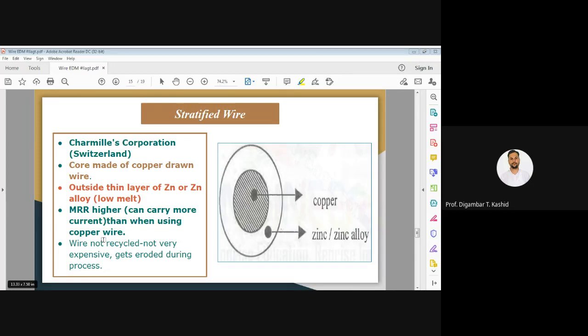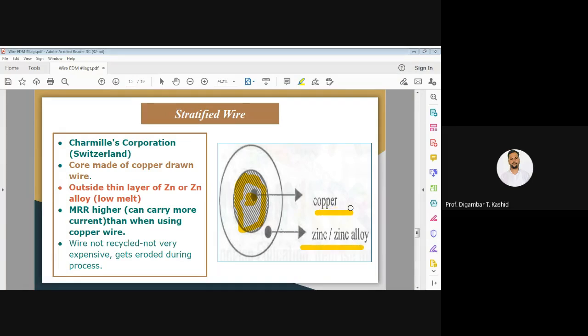In this stratified wire, you can see in this diagram the core of the wire. The core of the wire, this hatched surface, is the core and it is normally made up of copper. And the outer metal of your wire is made of zinc and zinc alloy.